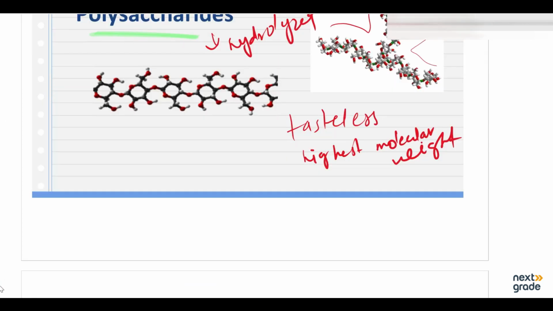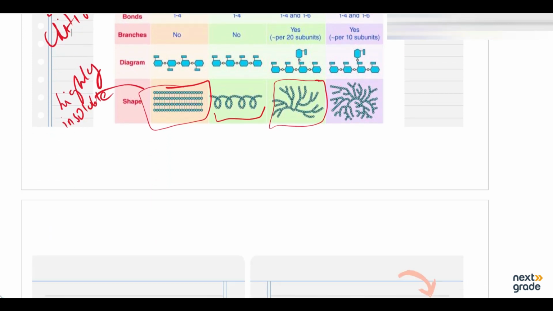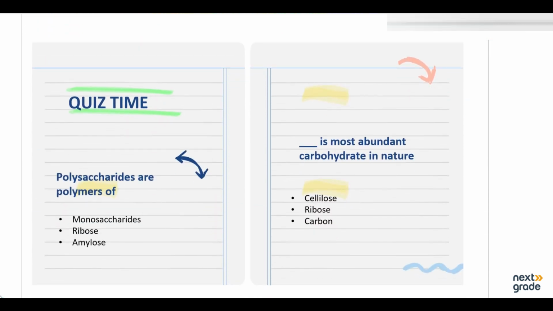Now there is a quiz for you guys, right? Polysaccharides are the polymers of what? Monosaccharides, ribose, or amylose. As we know, polysaccharides can be homopolysaccharides or heteropolysaccharides, but they are always the polymers of monosaccharides. The dash is the most abundant carbohydrate in nature. What could it be: cellulose, ribose, or carbon? As we have just discussed, cellulose is the most abundant, and second to cellulose is chitin. So cellulose is the correct answer here.